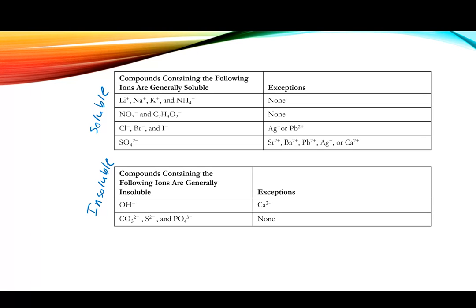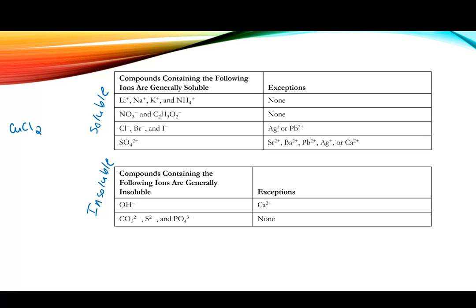On the bottom with the insoluble compounds, hydroxide is usually insoluble. An exception to that would be calcium. Calcium makes hydroxide soluble. And then carbonates, sulfides, and phosphates are always insoluble. So going through some examples here, these are on the next slide, but I'm going to just do them here.